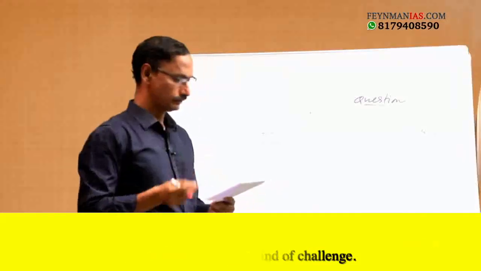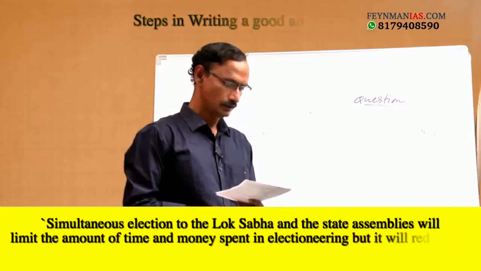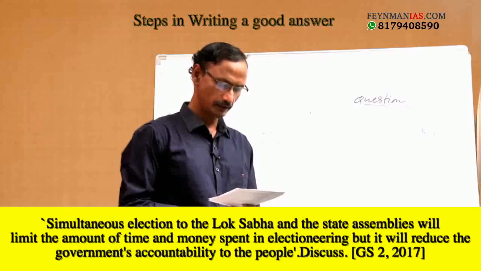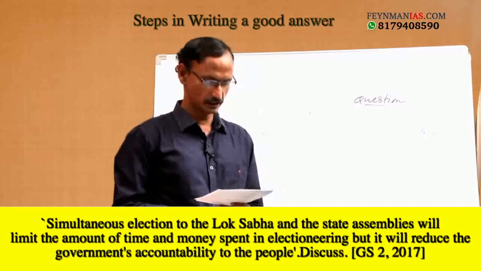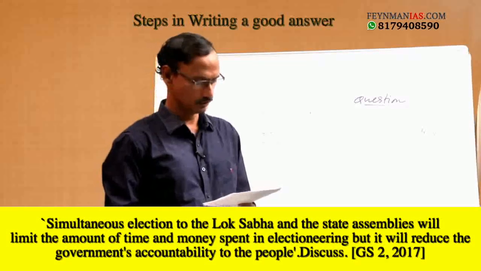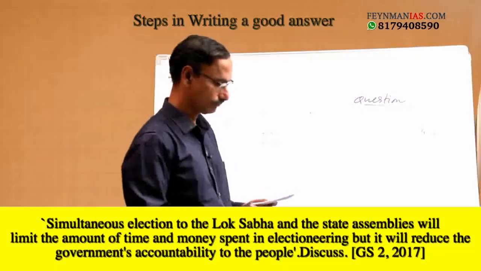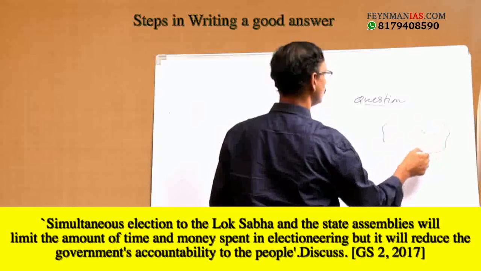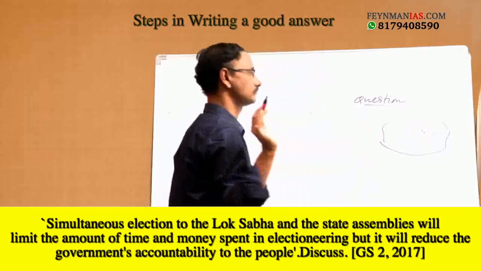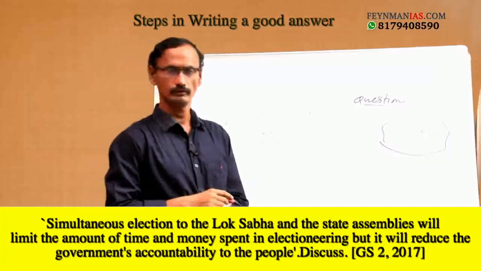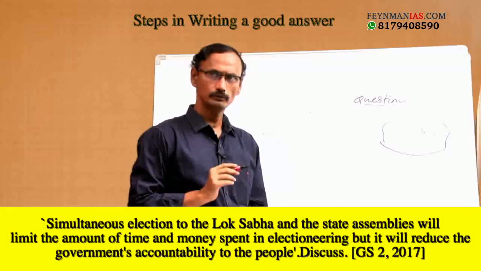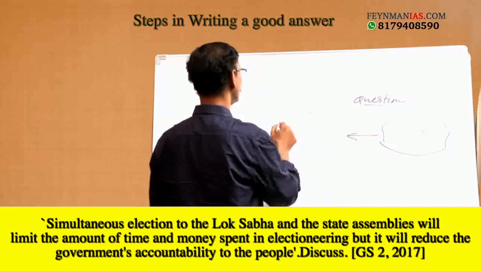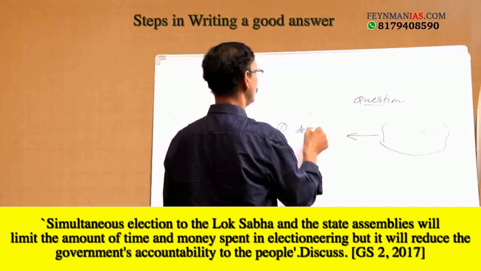Then we have a question. For example, simultaneous election to the Lok Sabha and state assemblies will limit the amount of time and money spent in electioneering, but it will reduce the government's accountability to the people. Discuss. So the question is stated in words like this. Okay. What do you do first? First step, I think, is decode.